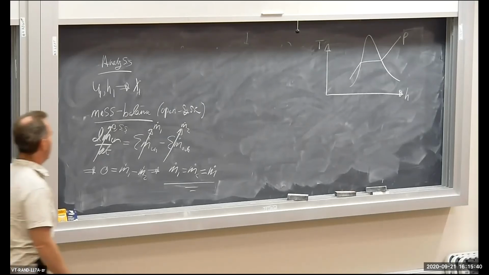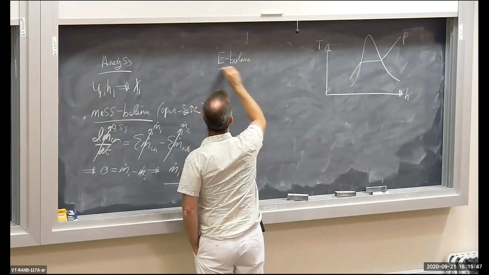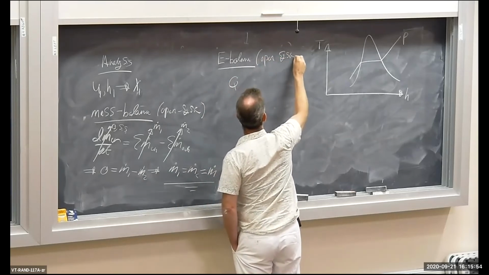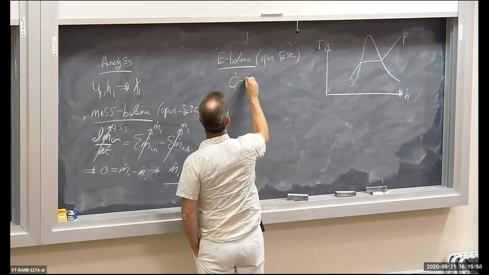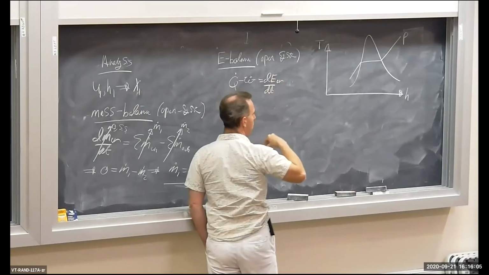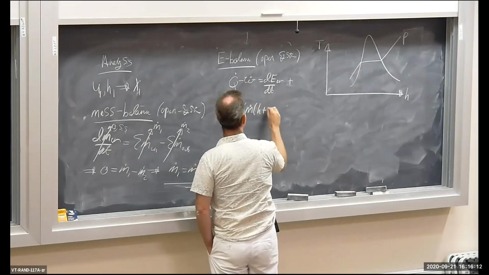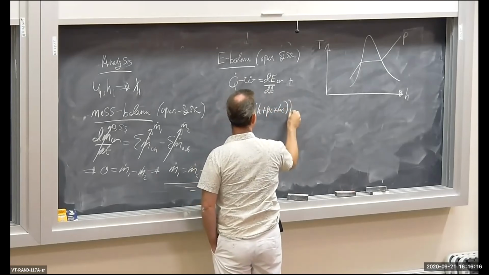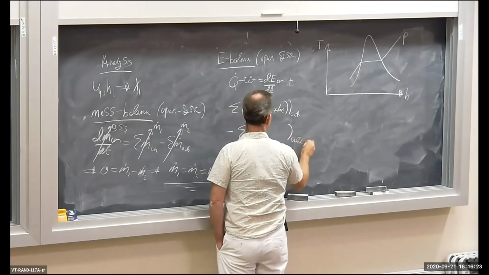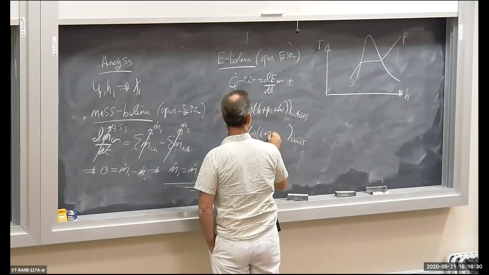Let's apply the energy balance now. Energy balance, open system: Q dot minus W dot is equal to the time rate of change of energy within my throttle valve, the control volume, plus the sum of m dot times (H plus PE plus KE) summed over all outlets, minus the same thing summed over all inlets: m dot times (H plus PE plus KE).